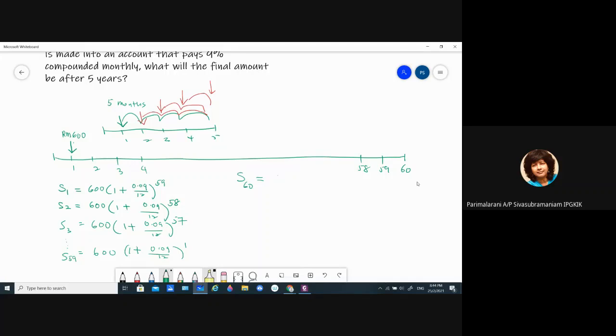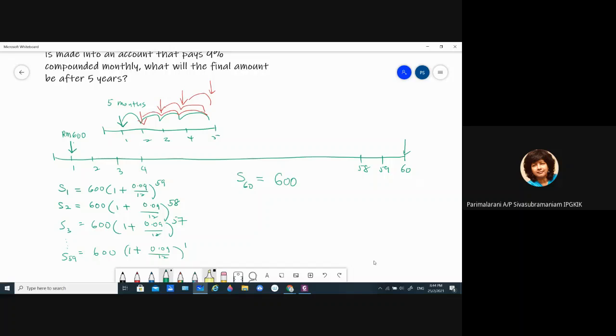Are you putting in any money on the 60th month? How many years are you depositing here? 60 months, right? So on the 60th month, you must put in 600, but you don't have interest, because it doesn't remain in your account. At the 60th month, you're going to take out everything. So the 60th month, you only have 600 ringgit.